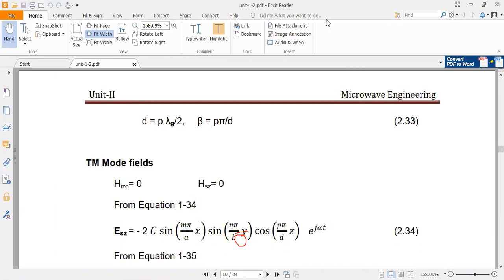We will derive the field component expressions in TM mode as well as in TE mode and we'll see. Okay, we have less than one minute left. I am closing the session. Please rejoin once again. Okay, we will see the things.